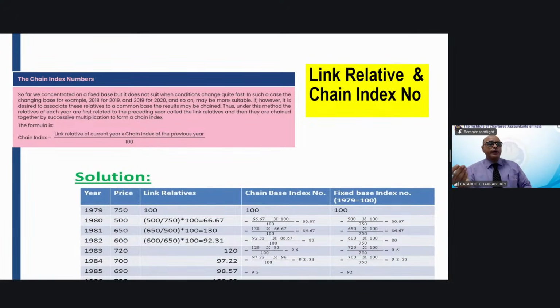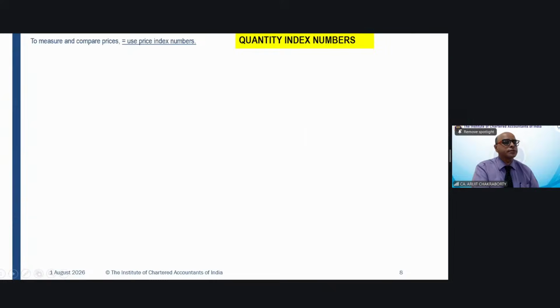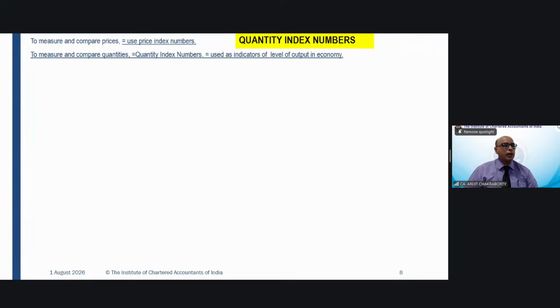In this way, we are getting the chain base index number for all the years. So this is the application of the chain base index number. Now we move on to the next point, that is the quantity index numbers.